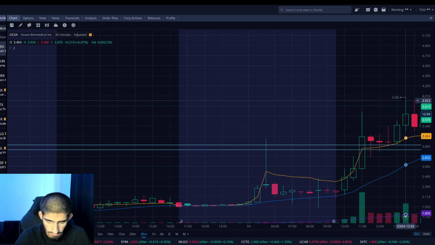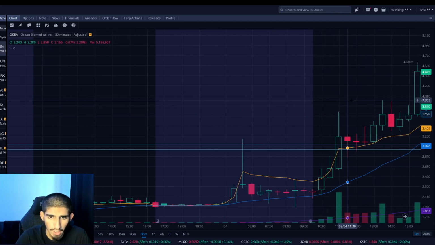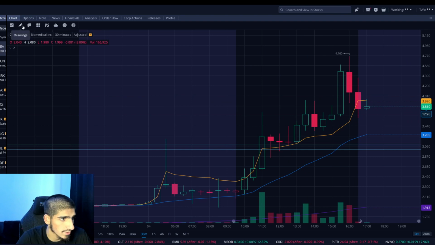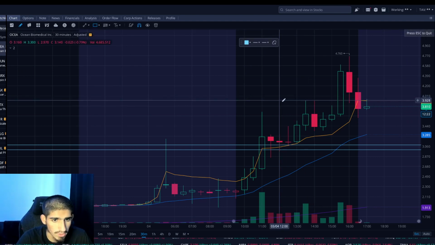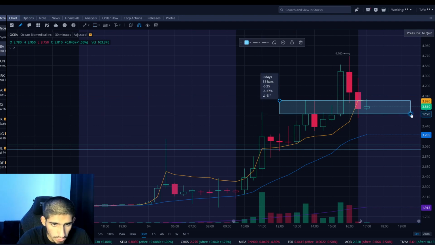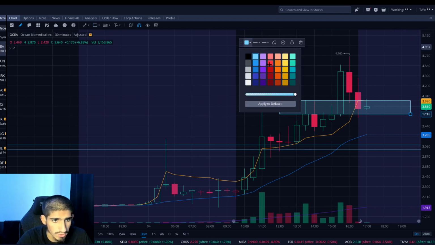Shorts are coming in. Market makers are grabbing liquidity for the next leg, whatever it may be, right? There's just sellers and liquidity up there. There's money up there. So we're going to mark that out as resistance.